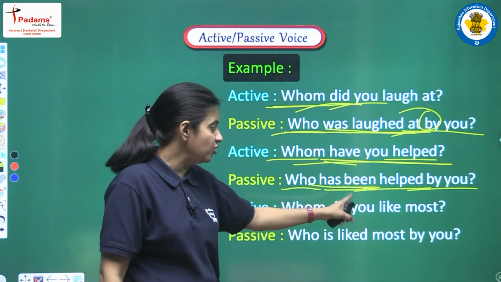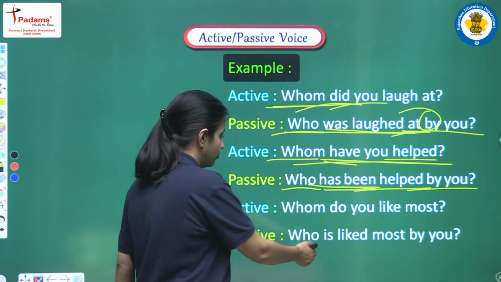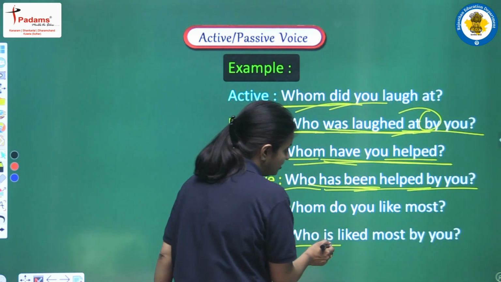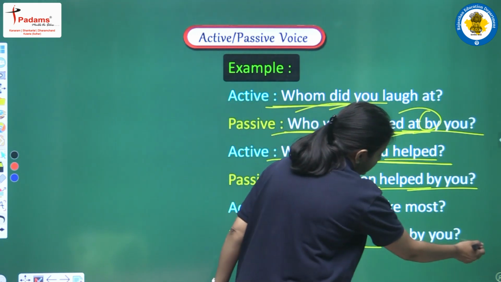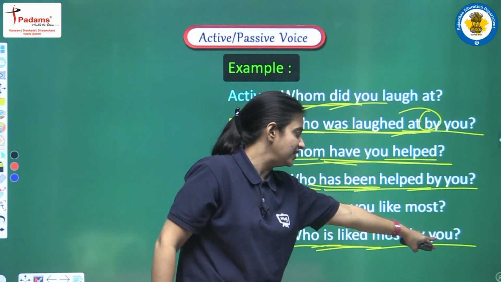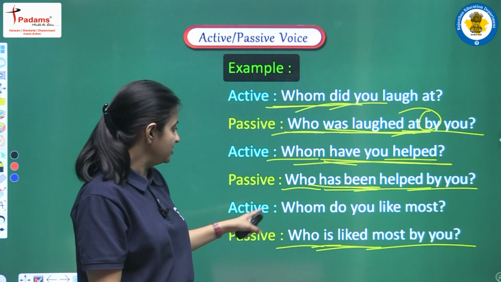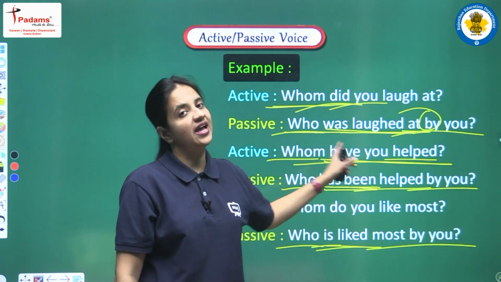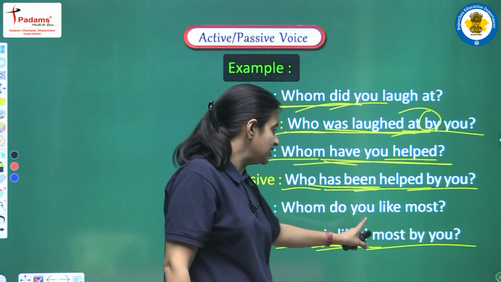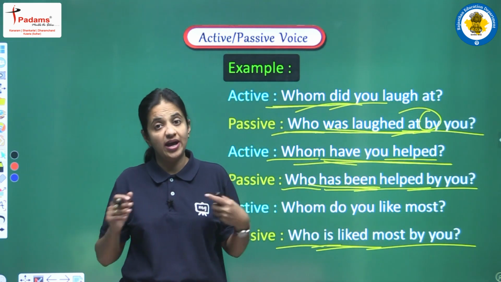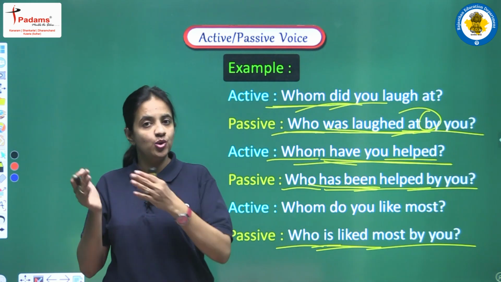Next is whom do you like most. So first of all we are converting whom into who, then adding the helping verb, then the third form of the main verb, and in the end of the sentence we are writing the subject by adding by here. Okay, so the sentence is whom do you like most, and the passive voice will be who is liked most by you.